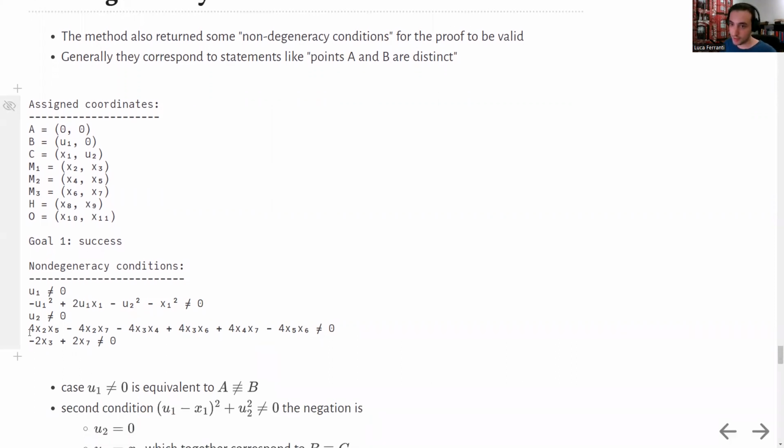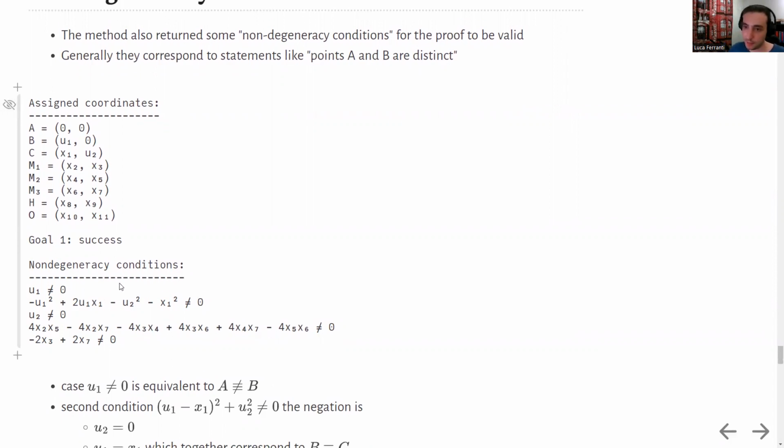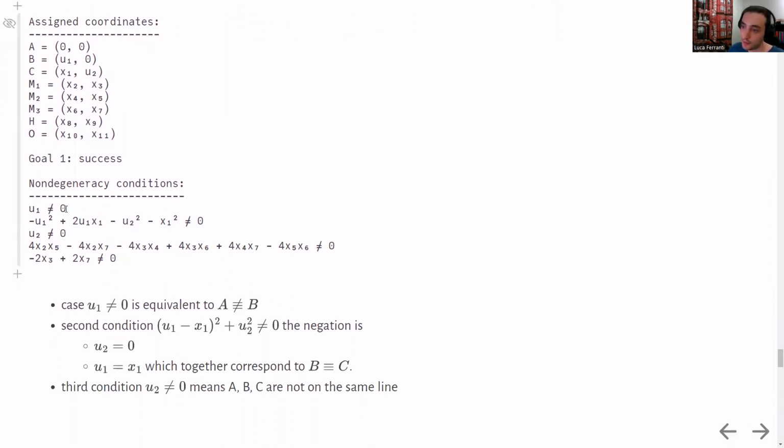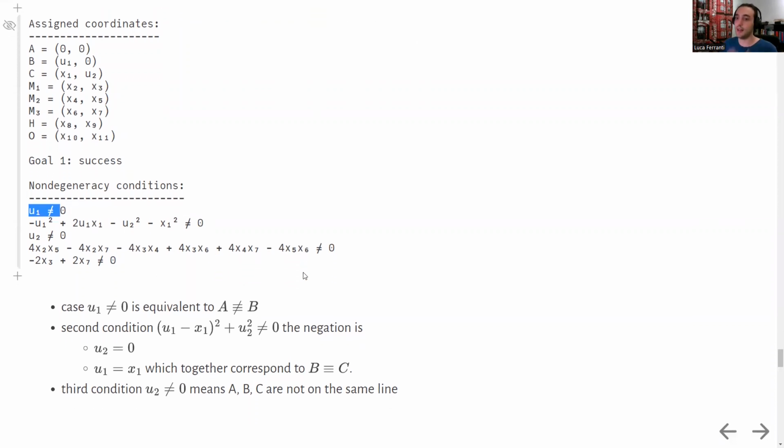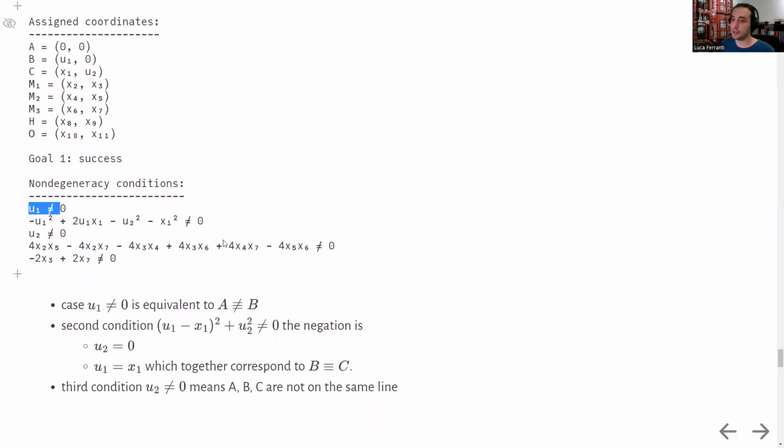Well, the method actually can generate these non-degenerate conditions for us automatically, but unfortunately they are polynomials. But still, we can actually reason something. For example, if you look at the first, it says that U1 is non-zero. And if we look at this, if U1 were 0, A and B would be the same point. So this first equation says that A and B are distinct. And similarly, I can try to reason also for the other equations and give a geometrical meaning to these constraints.